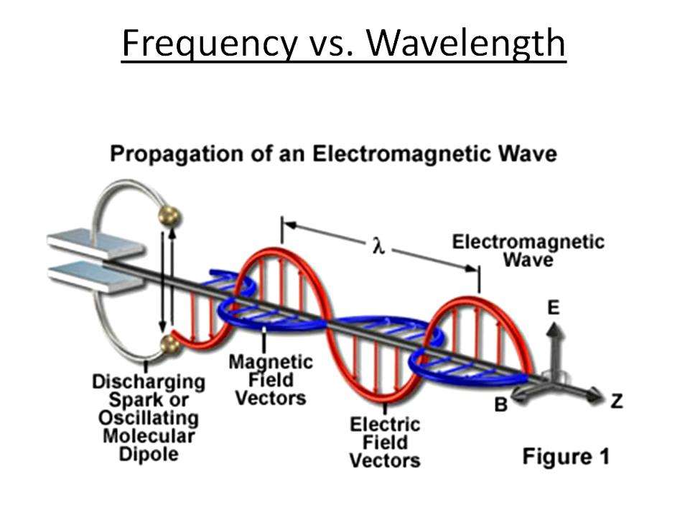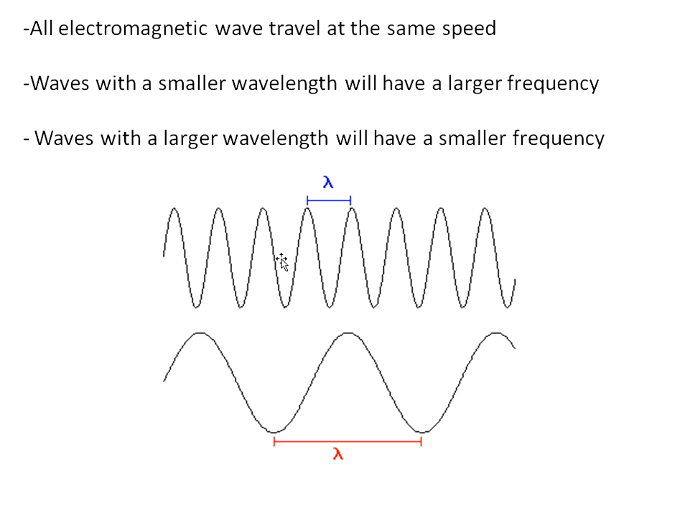But first we can look at it qualitatively by looking at these two cartoons of a pair of waves. This is a wave with a shorter wavelength, and this is a wave with a larger wavelength, so that we can compare them to each other. We want to keep in mind that all electromagnetic waves travel at the same speed, which is the speed of light, 300 million meters per second, or in scientific notation, 3 × 10⁸ meters per second.